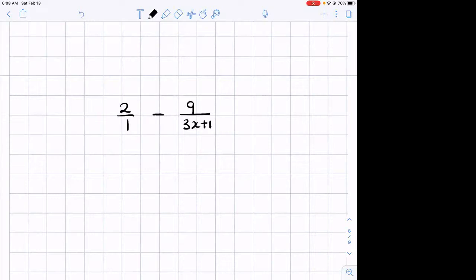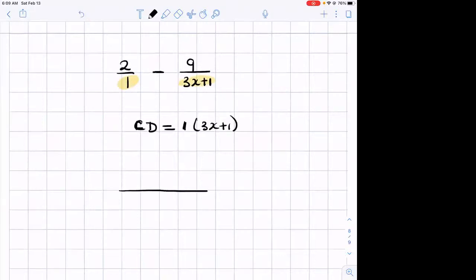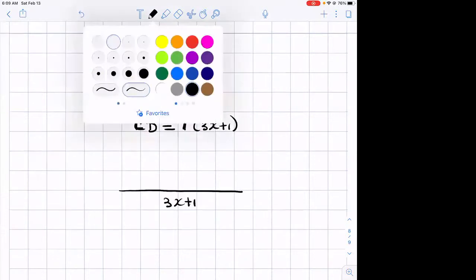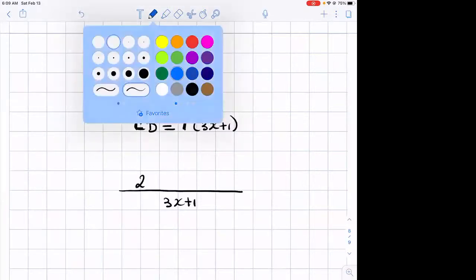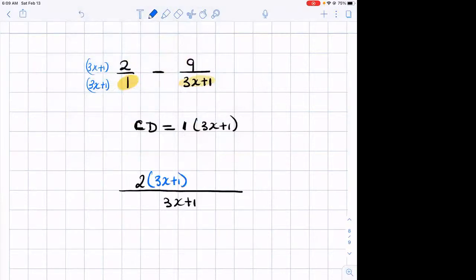And we know how to add or subtract these things. We cannot add or subtract them unless we have a common denominator. So our common denominator, this is already in its simple form, and this is in its simple form. So we have 1 times 3x plus 1. So that's my common denominator now. If you look at the first denominator, I am multiplying that by 3x plus 1. So I must multiply the top by 3x plus 1. So we have 2 times 3x plus 1 minus, if you look at the second denominator here, that is already the same as the common denominator. So all I'm doing is multiplying that by a 1. So this becomes 9 times 1.